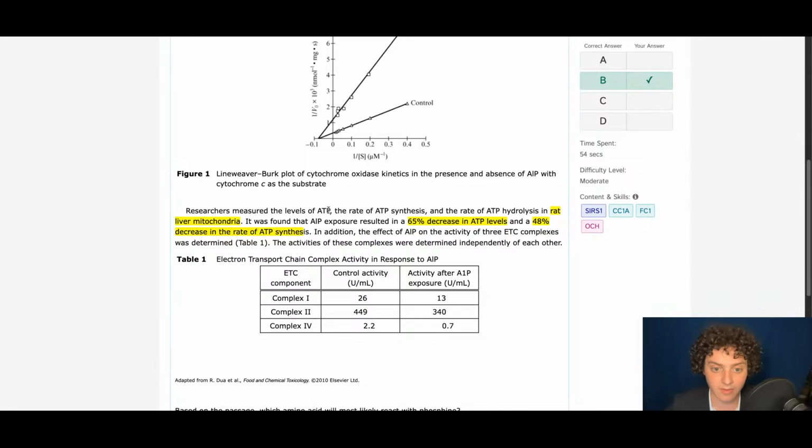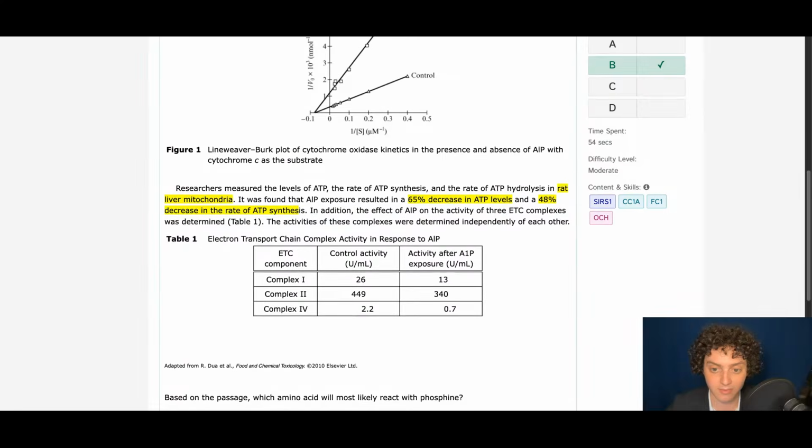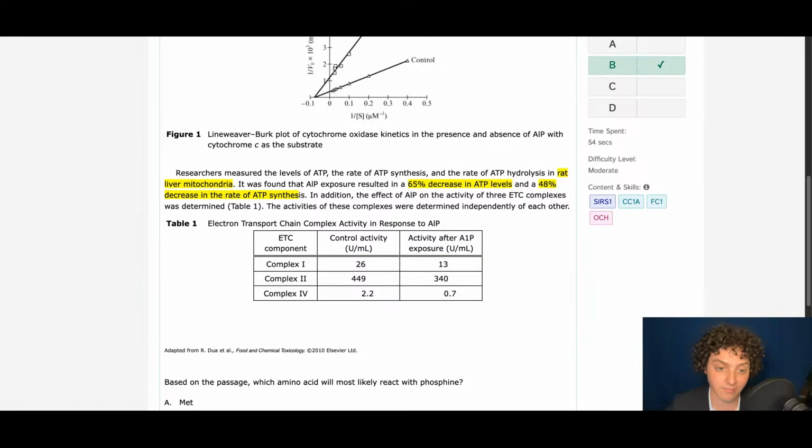Researchers measured the level of ATP, the rate of ATP synthesis, and the rate of ATP hydrolysis in rat liver mitochondria. It is found that A1P exposure resulted in a 65% decrease in ATP levels and a 48% decrease in the rate of ATP synthesis. In addition, the effect of A1P on the activity of 3 ETC complexes was determined. That's represented in Table 1. The activities of these complexes were determined independently of each other.